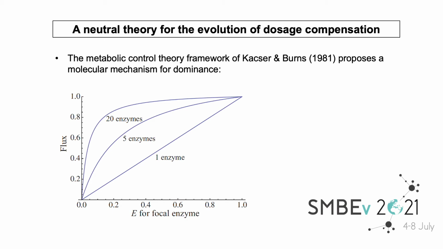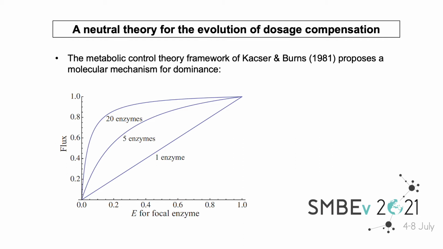However, the more enzymes we add to the pathway, the more concave and nonlinear this function becomes. So with 5 enzymes, a change in the activity of our one enzyme has less of an effect. And if we have 20 enzymes, then a change in the efficiency or the activity of our single enzyme has an even smaller effect on total flux than you might expect from a single enzyme pathway.